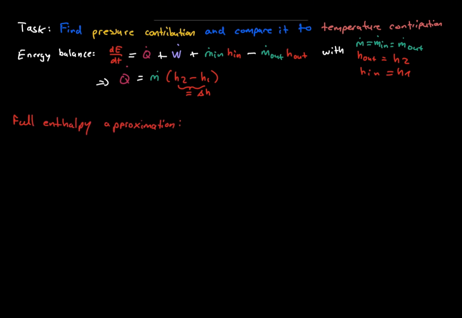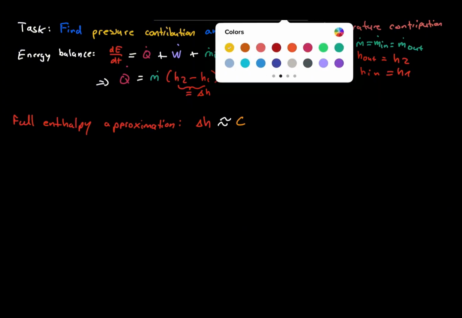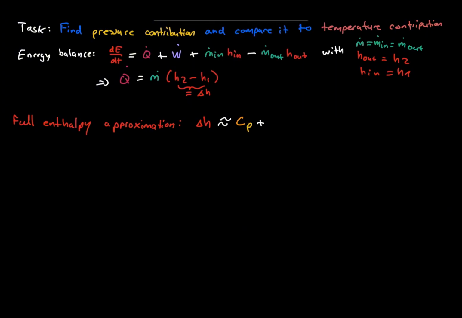For a liquid, the enthalpy change can be approximated by two terms. The first term is Cp times the temperature change. This is the temperature effect. The second term is specific volume times pressure change. This is the pressure effect.